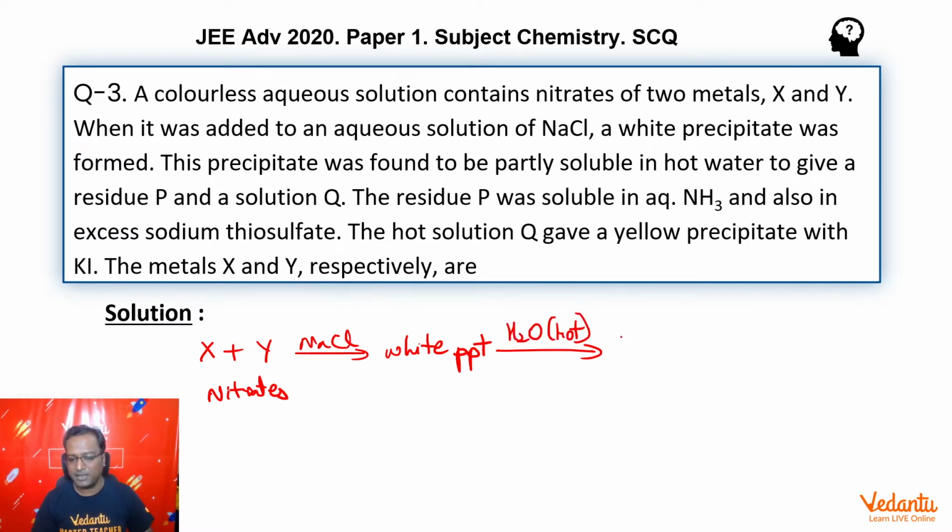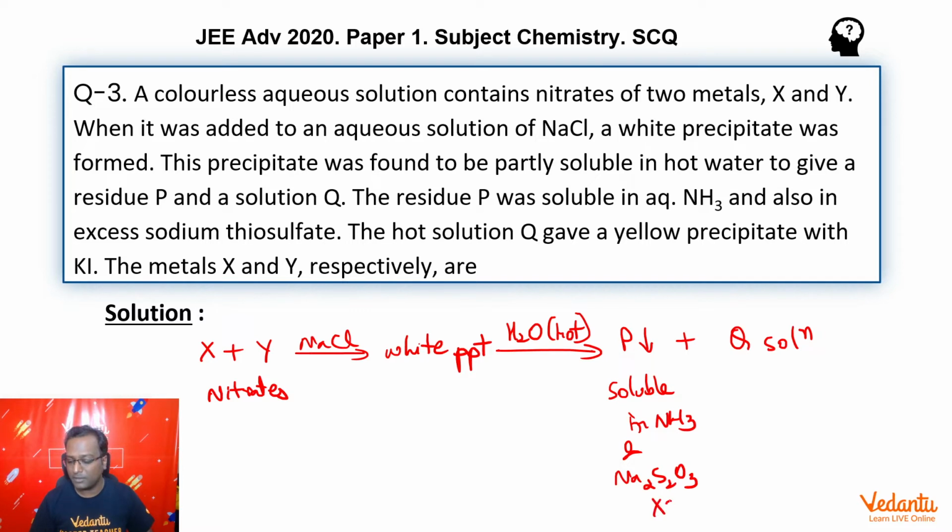What do we obtain here? We obtain a residue P, that is a precipitate, and a solution Q. Let's not derive any inferences yet about what the precipitate will be. Let's keep moving ahead. The question then gives some properties of P and Q. P is soluble in ammonia, as well as in excess Na2S2O3 solution. And Q, when reacted with KI, gives a yellow precipitate.